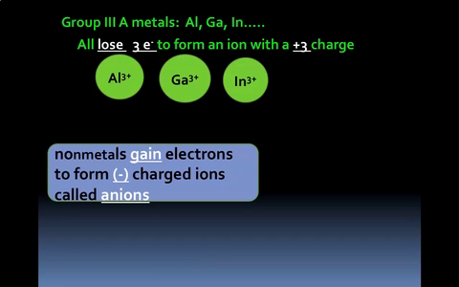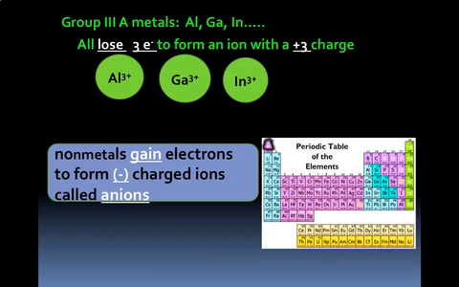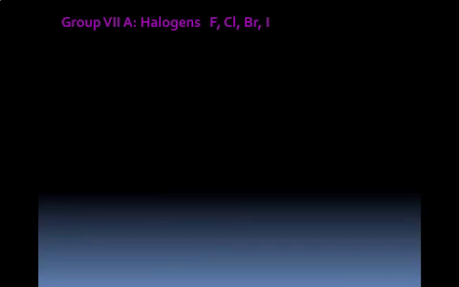Nonmetals are going to gain electrons to form negatively charged ions called anions. That's going to include hydrogen at times. It can be a +1, but it's also going to be an anion sometimes. My nonmetals are all over here on the right. My noble gases are nonmetals, but they do not form ions because they already have their 8 valence electrons. This process is called reduction when they gain electrons.